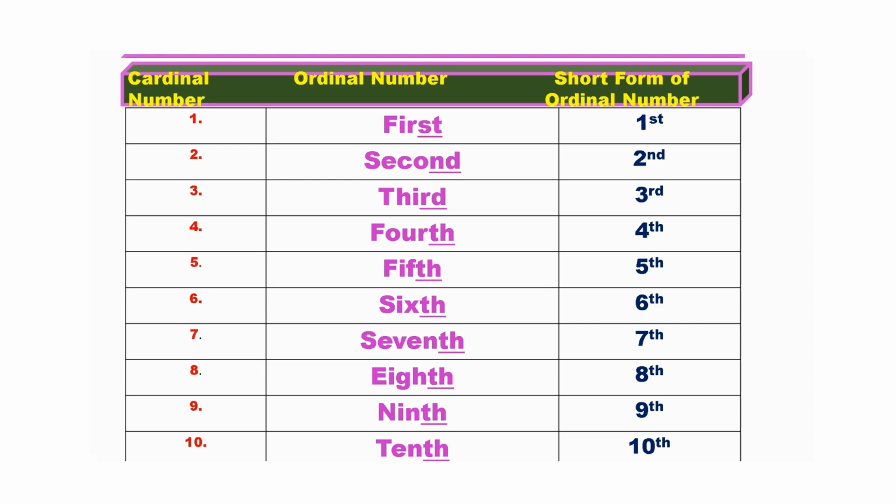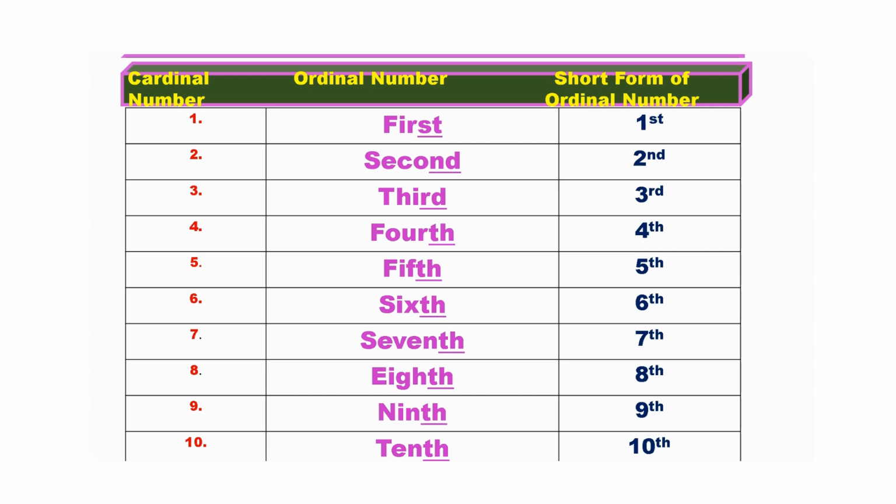F-O-U-R-T-H. It is in words. Now how to write the number? 4 and TH. F-I-F-T-H. Fifth, that is 5 and TH. S-I-X-T-H. Sixth and number 6 and TH. S-E-V-E-N-T-H. Seventh, write 7 and TH.